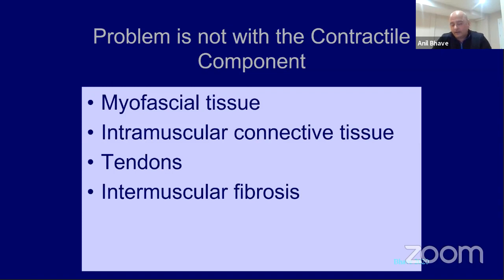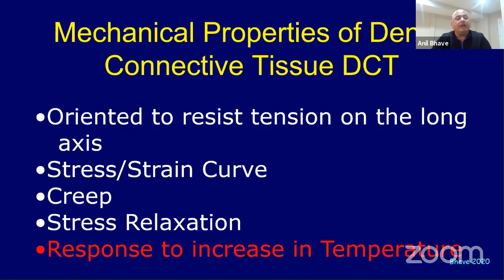And if you go back, the great article that never actually was published by Jim Aronson from Arkansas in the 1970s, what he did is he lengthened a limb and then gradually resected fascia. First he did the IT band, then he took some of the myofascial tissue. And what he saw was the resistance all came from that myofascial tissue. Contractile element is not a problem. So it's myofascial tissue, intermuscular connective tissue, tendons, and intermuscular fibrosis that resists the change in range of motion and length.